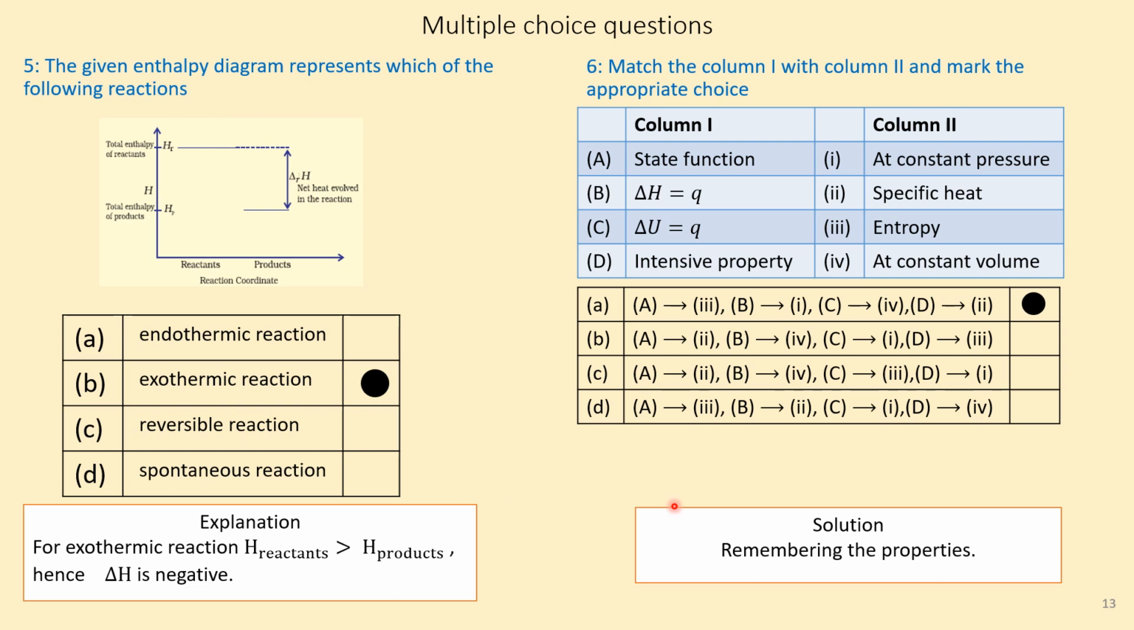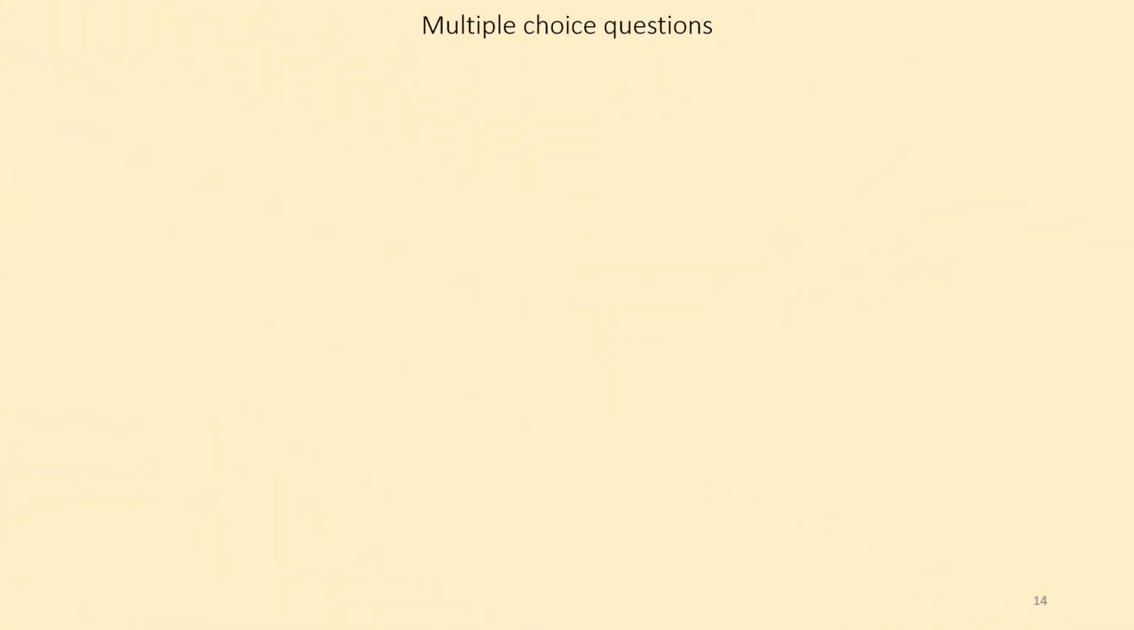Please remember this. All the properties: entropy is a state function. At constant pressure, delta H is Q, and at constant volume, delta U is equal to Q, and specific heat is an intensive property, and you match it. Next question.